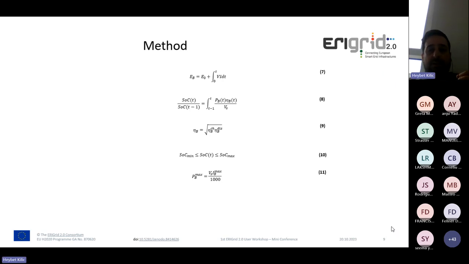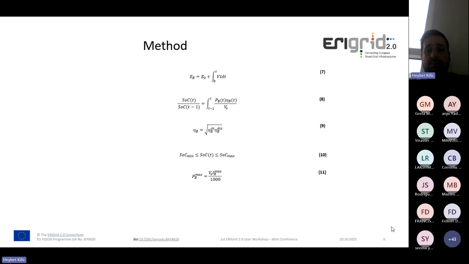appropriately. The battery state of charge can be expressed as in equation 8, where Vs is the supply voltage, PV is the power supplied by the battery energy storage system, and η is the round trip efficiency of the batteries. And the battery round trip efficiency is calculated in the equation, where η_c and η_d are the BSS charging and discharging efficiency respectively.